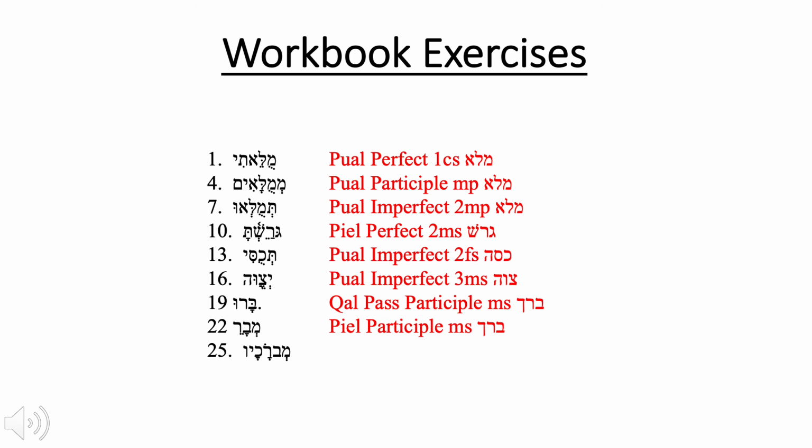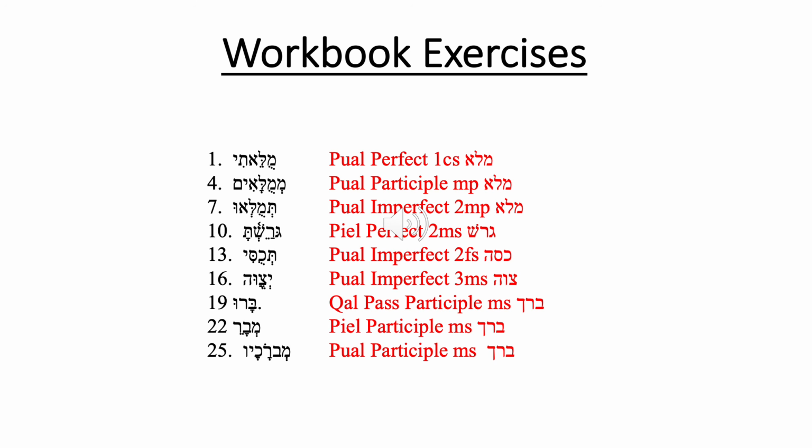Number 22 is a PL participle. We have the shva underneath the mem, which tells us it's either a pu'al or PL. We have an A-class vowel under the bait. Usually that's a patak, but the resh has resisted the dagesh, so the bait has lengthened to compensate, so it becomes a kamets. PL participle, masculine singular from barak. And finally, number 25.